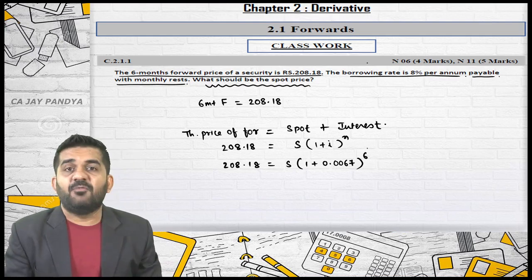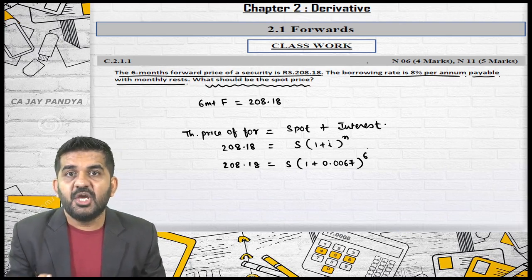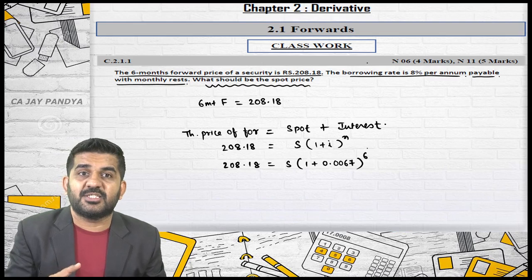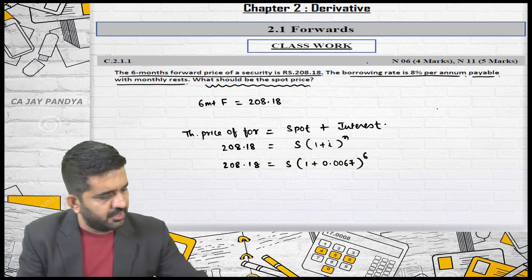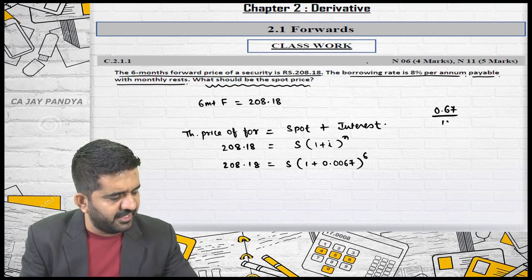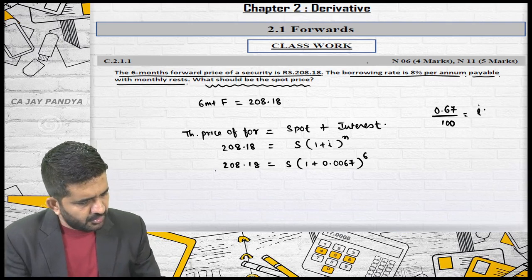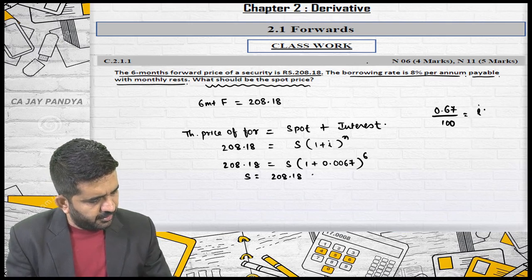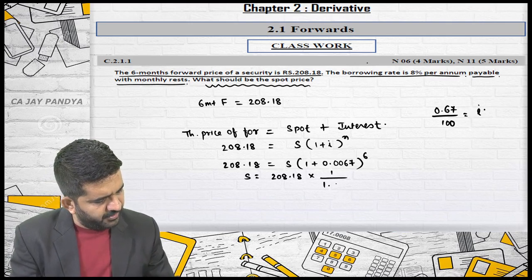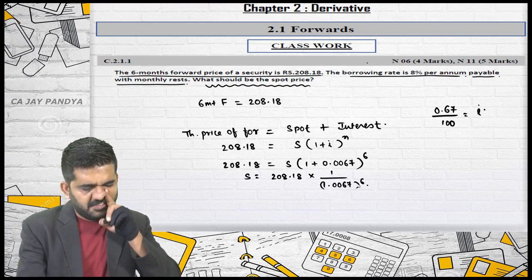If I write 0.067, it is 6.7 percent. If I write 0.0067, it is 0.67 percent. Is it right? 0.67 divided by 100 will be nothing but i. So my answer will be spot, it is equal to 208.18 multiplied by 1 divided by 1.0067 raised to 6.